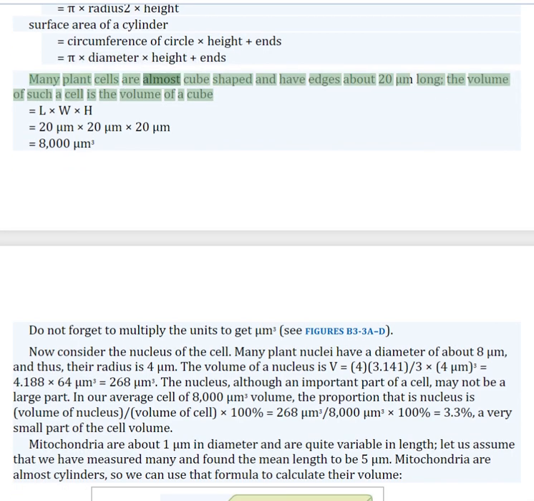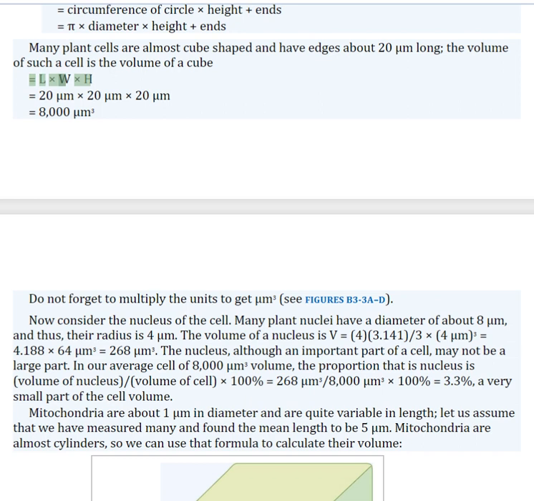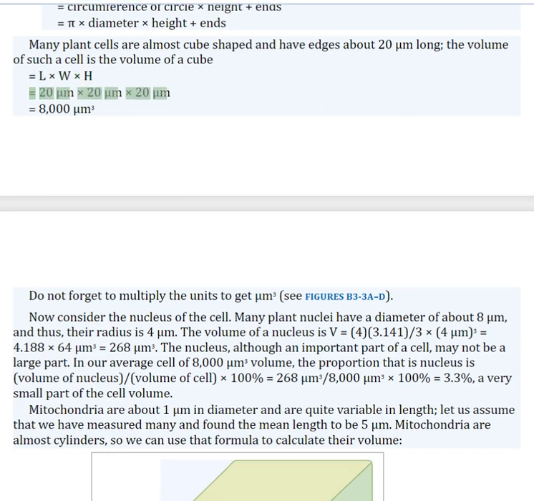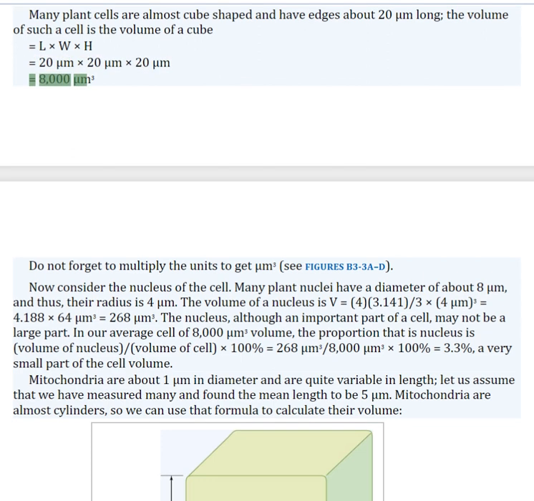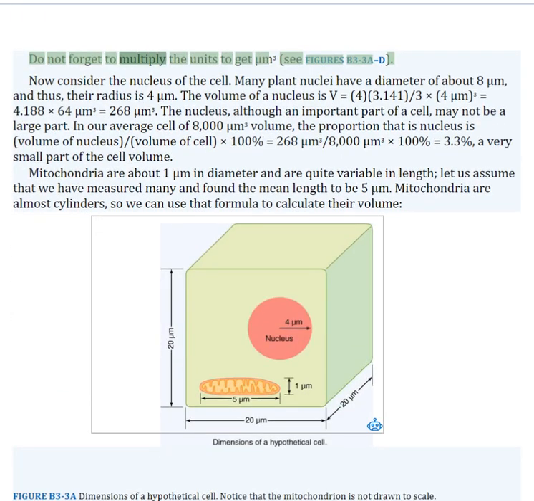Many plant cells are almost cube-shaped and have edges about 20 micrometers long. The volume of such a cell is the volume of a cube, equals L × W × H equals 20 micrometers × 20 micrometers × 20 micrometers equals 8,000 micrometers cubed. Do not forget to multiply the units to get μm³.